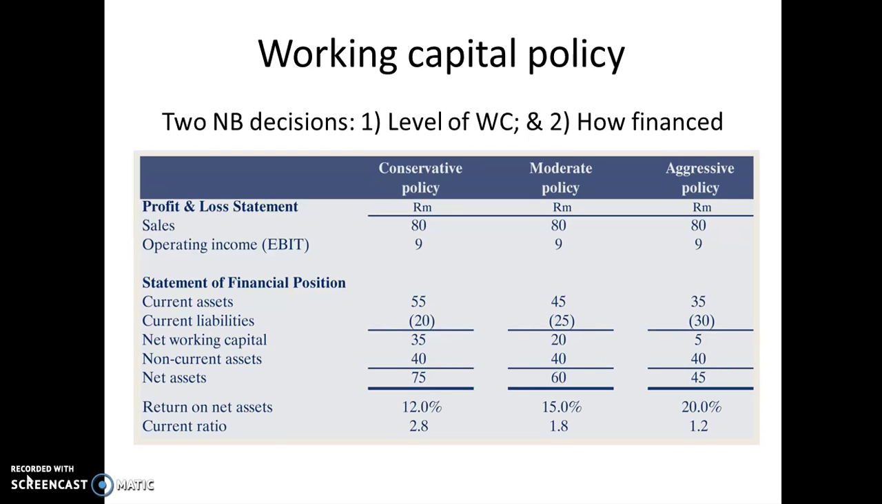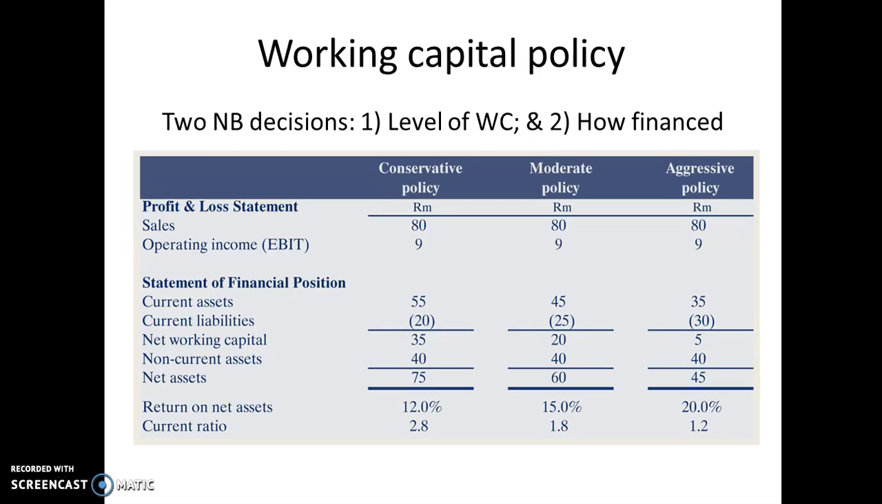Then in the conservative policy, you'll see we have lots of current assets, so lots of safety stock, lots of credit to supply to customers. And then very low levels of current liabilities because we finance it with long-term liabilities. So our net working capital is 35 million. Add that to our non-current assets, we have 75 million of assets.